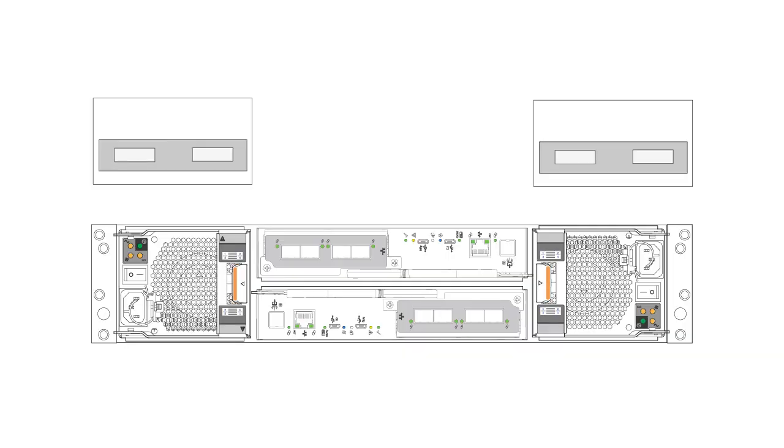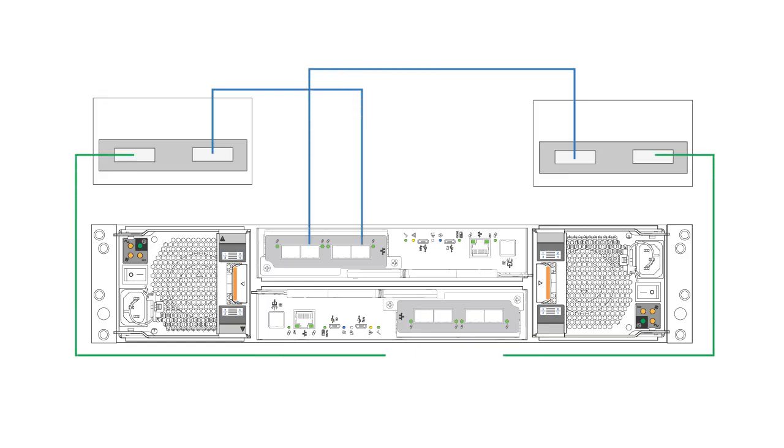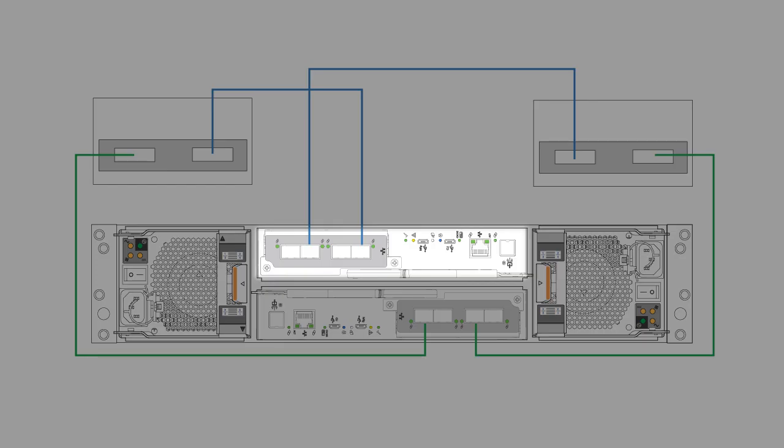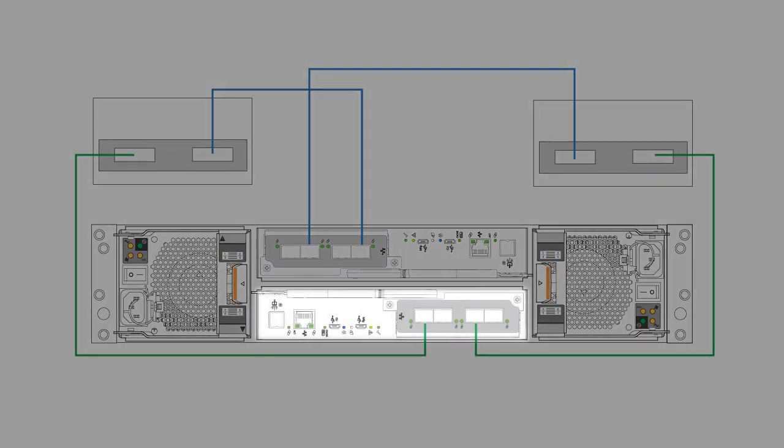First, connect the ME5 system to your ESXi host according to instructions in the ME5 Series Deployment Guide. Your configuration may vary, but it will look similar to this diagram. On the ME5 2U system, controller A is on the top and controller B is on the bottom.